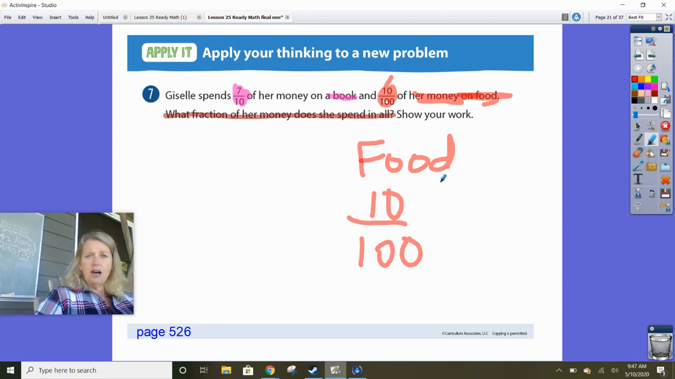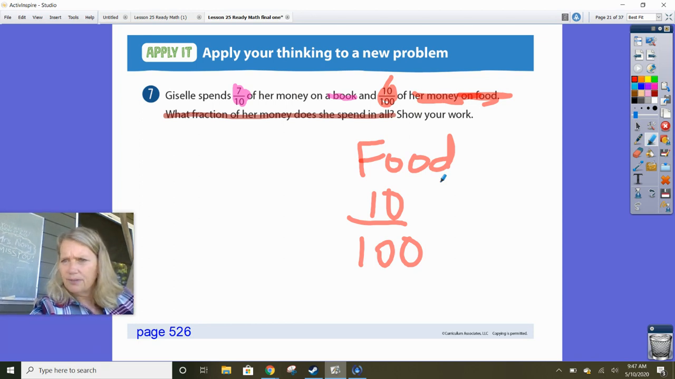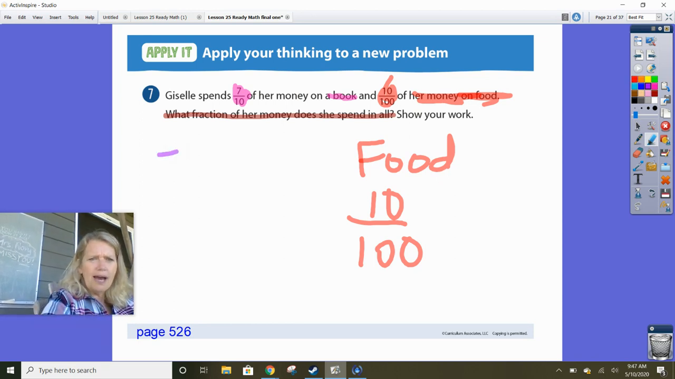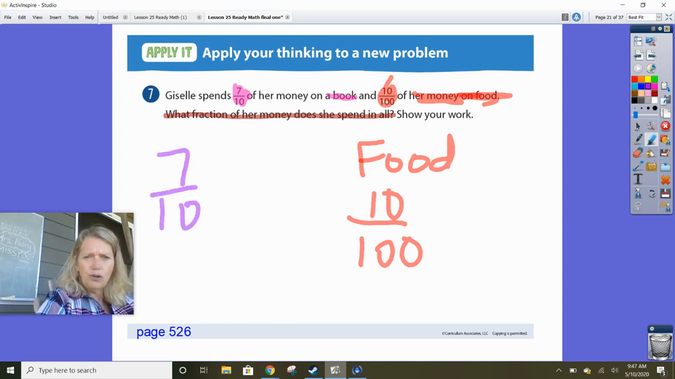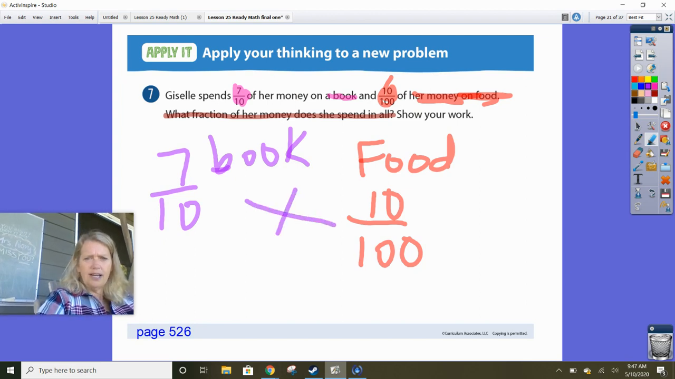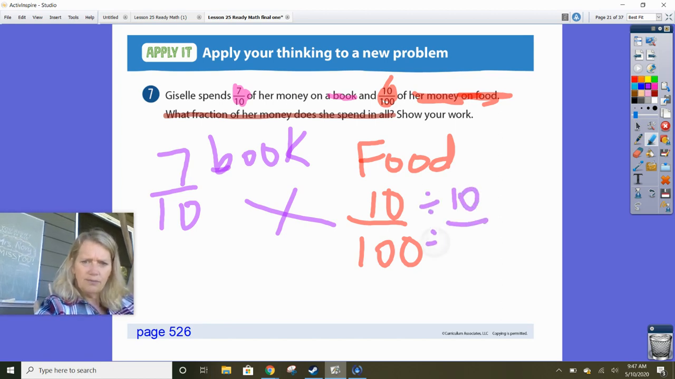70% of her money on a book. Must be a good book. Okay, so it doesn't matter how. Some people would think, oh no, we don't know how much money she has. That's okay. So this was the book. So to add these two together, I got to change one of them. I could divide by 10, divide by 10. Right? I could do that.